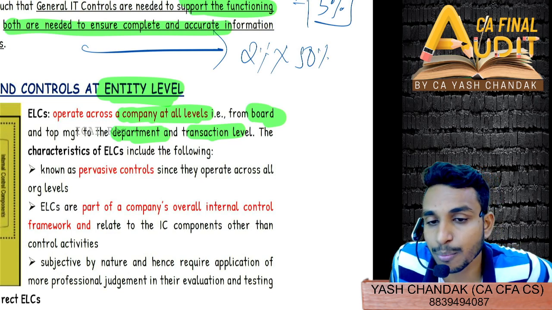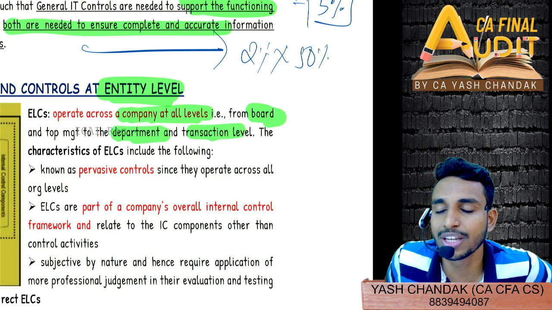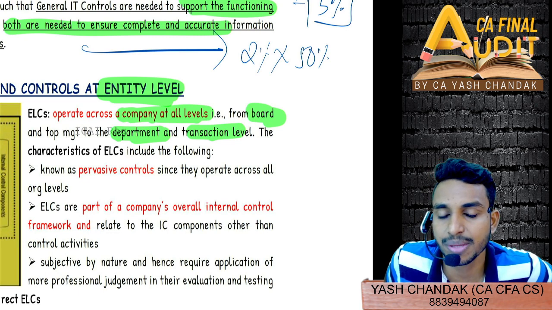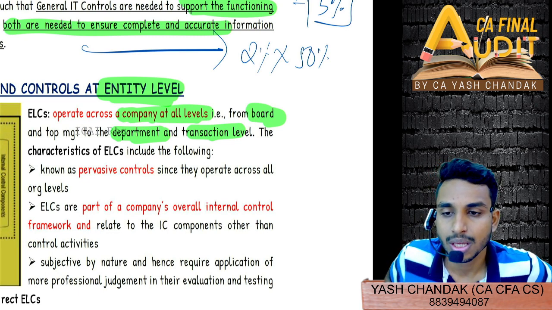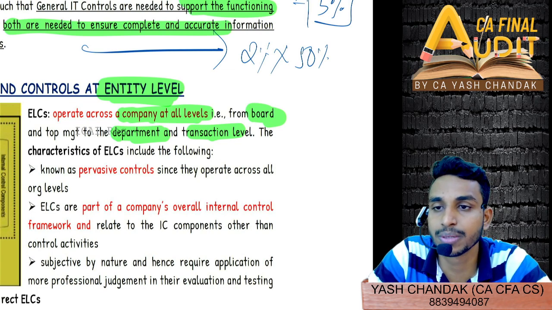Now, out of all the 5 components of IC, which control do you feel will not fall in entity level control? ELC पे नहीं fall होगा? बोलो फटाफट सोच के, जो भी आ रहा है मन में.